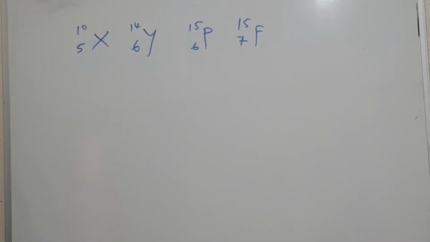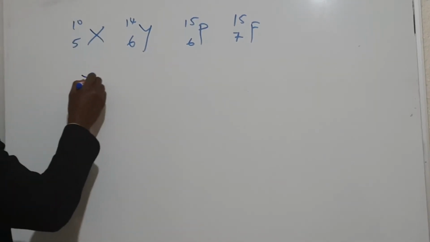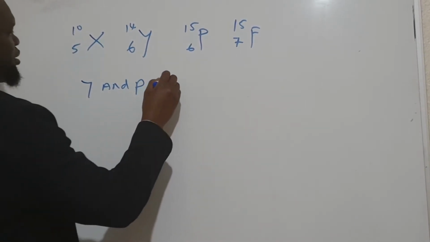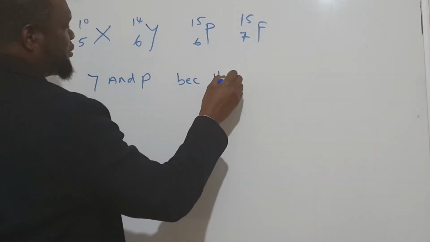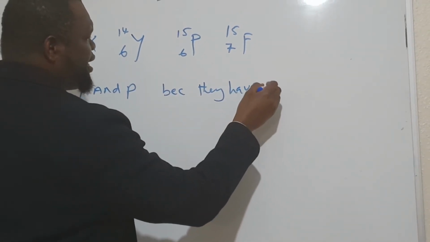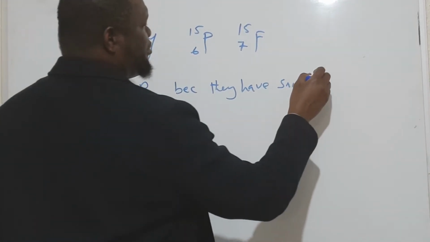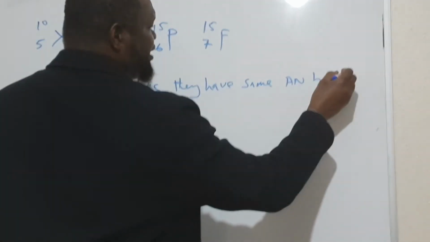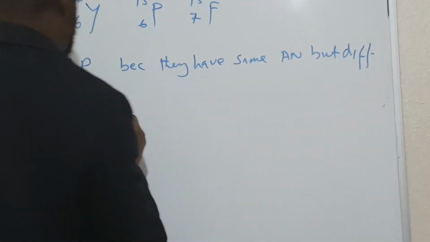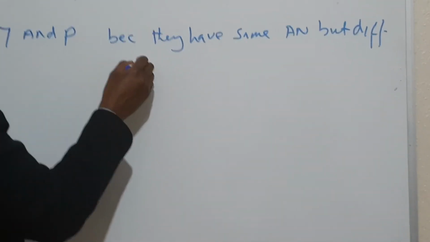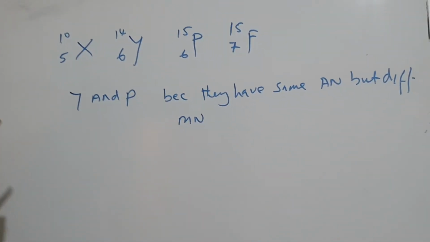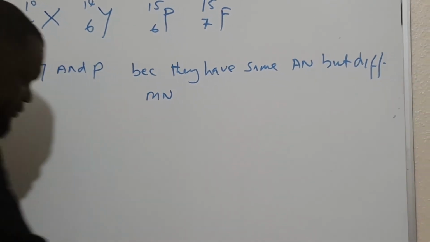Y and P. Y and P are isotopes. Why? Because they have the same atomic number but different mass number. That's all what you mean by isotope. Different mass number, but the same atomic number. Okay, we'll stop here.